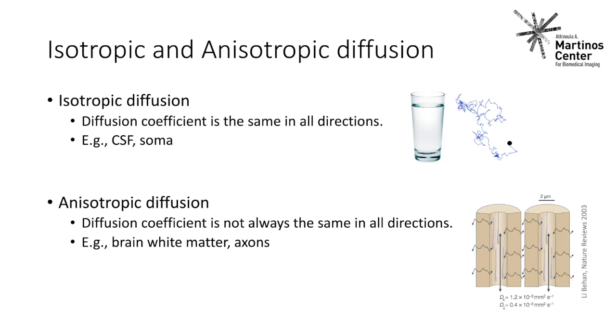Another type is anisotropic diffusion, which means the diffusion coefficient is not always the same in all directions. The example includes the brain white matter, which has axons. As we said, the diffusion along the axon is more free, the diffusion coefficient is higher, and diffusion transverse to the axon has a lower diffusion coefficient in that direction.